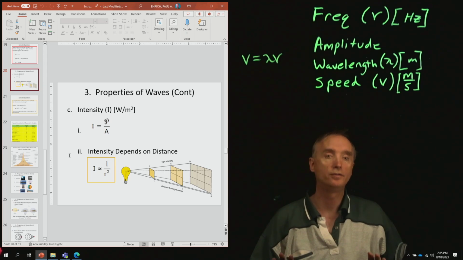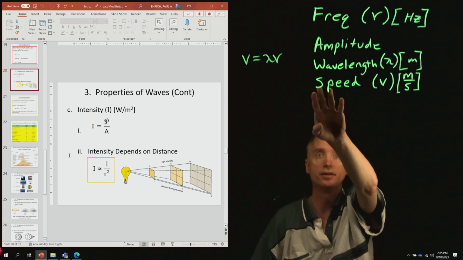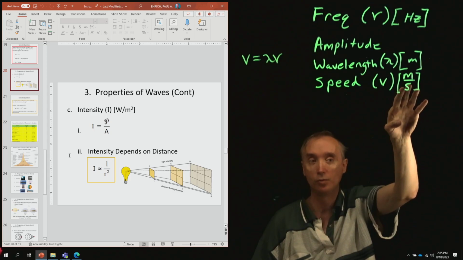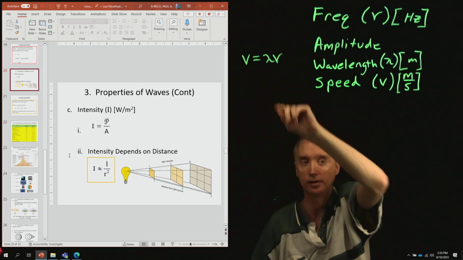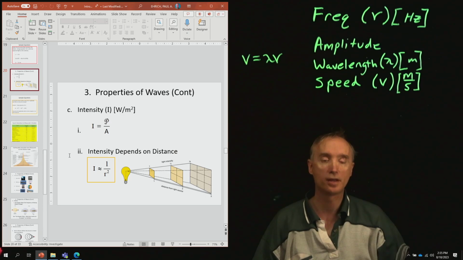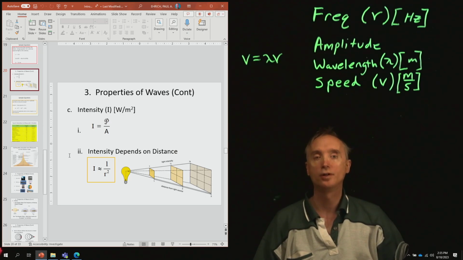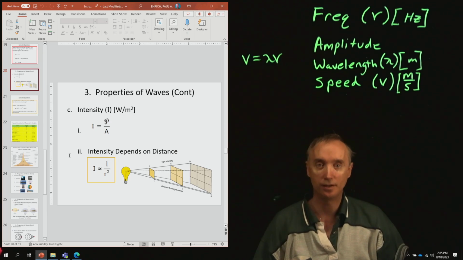Here's a summary of what we've learned so far. I've added that you should now know what the speed of a wave is, and you should be able to calculate the speed of a wave by using that equation. So now we want to talk about what intensity is.